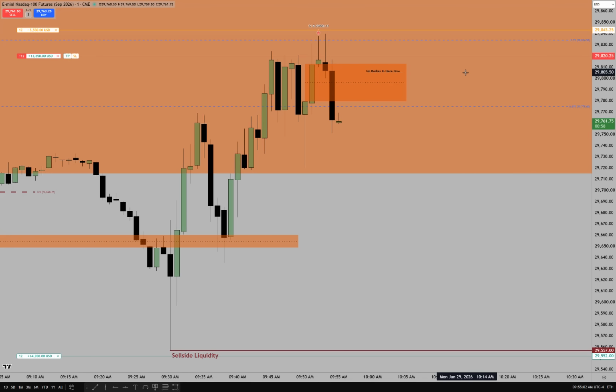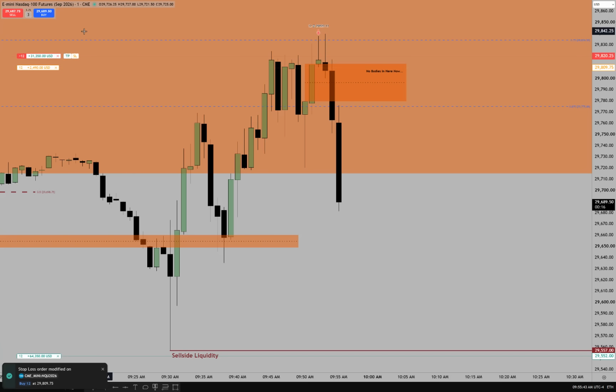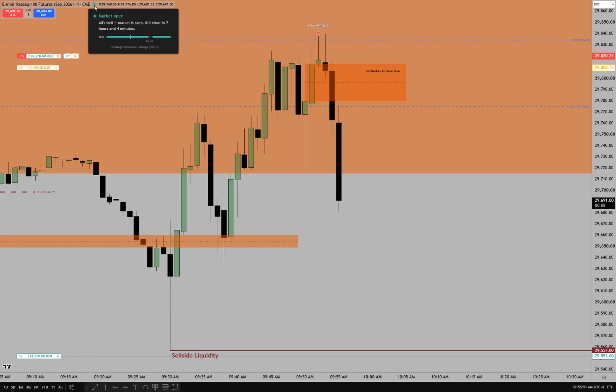No more bodies in the upper half here. Okay, notice how it used the lower octant level right to the level. Nice, nice displacement. So we're going to remove that risk now.